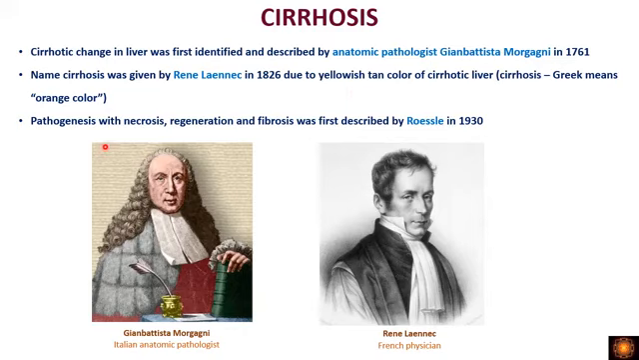Later on, the pathogenesis part, that is degeneration, regeneration, and fibrosis, was described by Rössle in 1930.